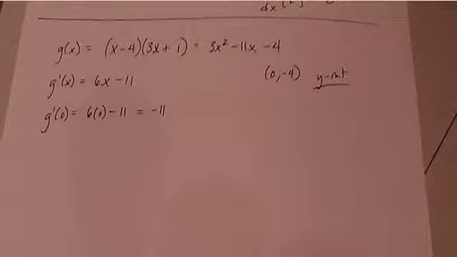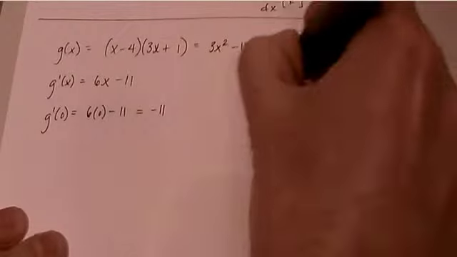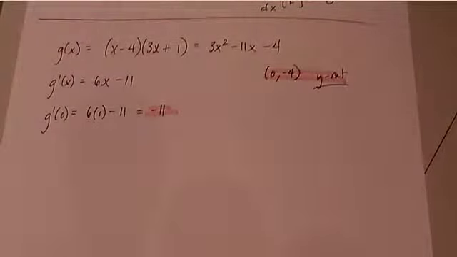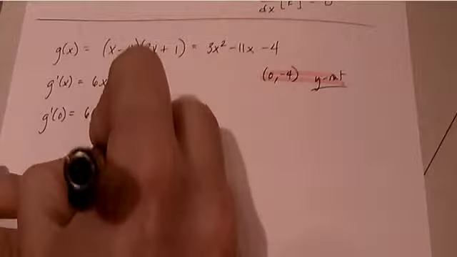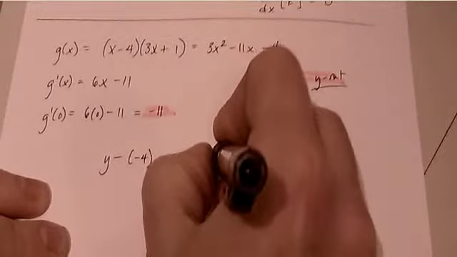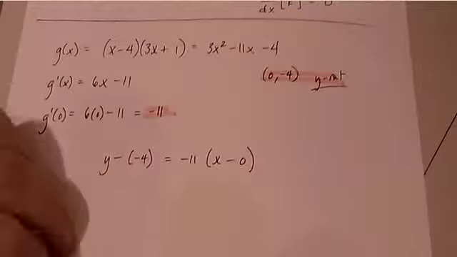So let's say that I was asked for the equation of a tangent line at that y-intercept. Well, what do I need in order to have the equation of a line? In order to find the equation of a line, I need two pieces of information. I need a point and a slope. That's all I need. Okay? So I need y minus y1 is equal to m times x minus x1.